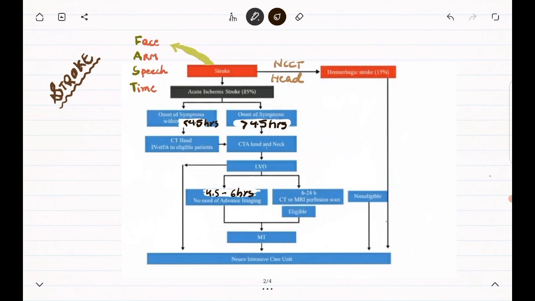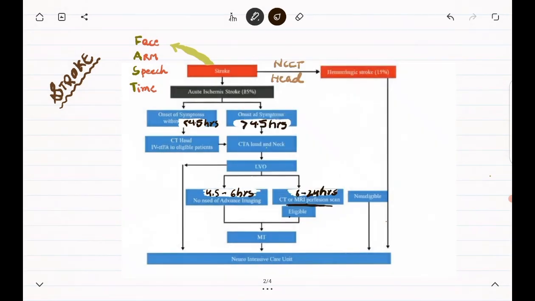Mechanical thrombectomy means we insert a catheter endovascularly and break the clot. Now, if the symptoms have started 6 to 24 hours ago, like before 8 hours or before 10 hours, then after we do CT angiography and see a large vessel occlusion, we also have to do a CT perfusion scan. We see a penumbra which can be salvaged around the dead tissue.